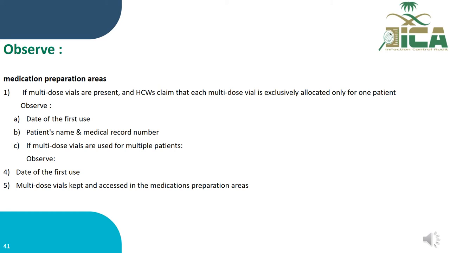Also, if multi-dose vials are used for multiple patients, you should be sure that the vial has the same information. It should have the date of the first use recorded on the vial, to be discarded after 28 days unless the manufacturer gives another period. The multi-dose vial should be kept and accessed in the medication preparation area only. A multi-dose vial used for more than one patient should never be taken into the patient treatment area.